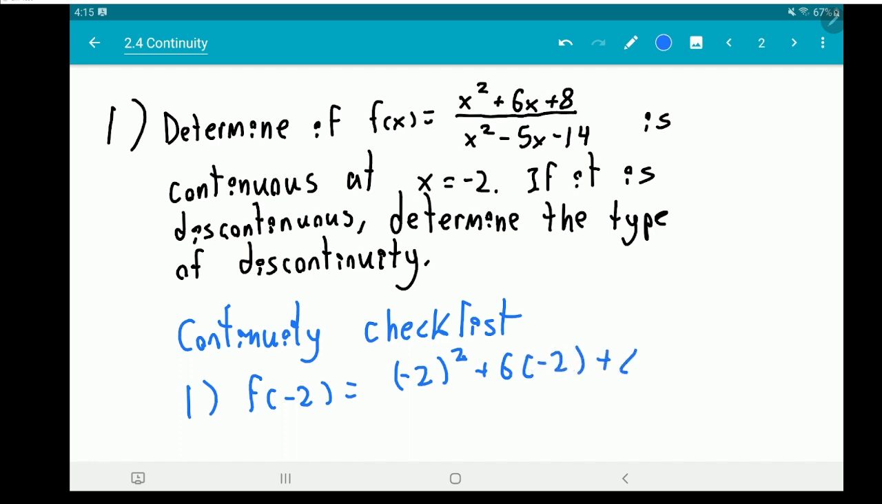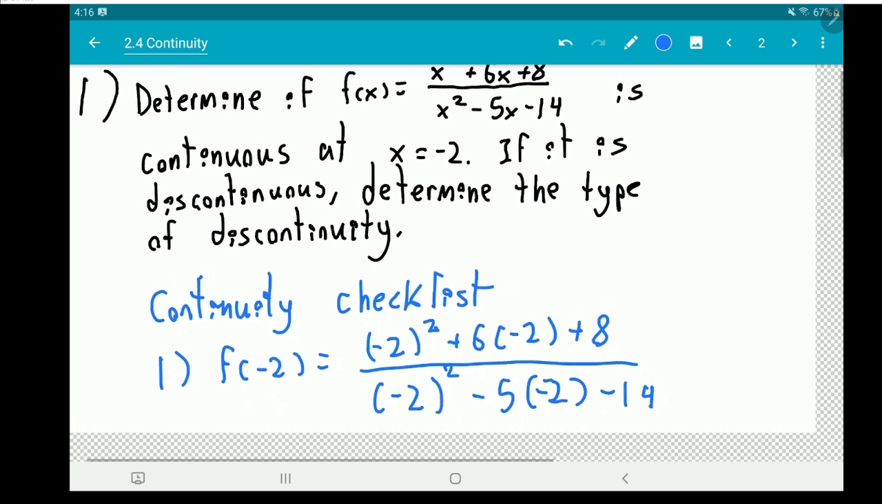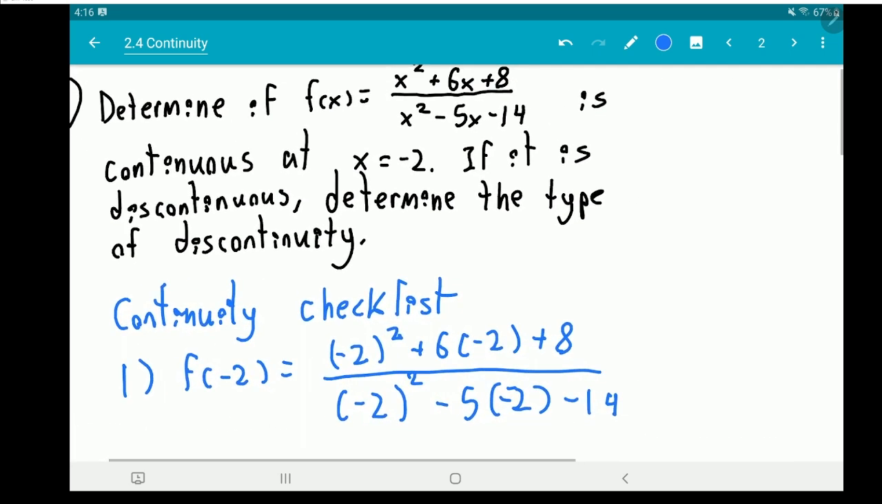Plus 6 times -2 plus 8 over -2 squared minus 5 times -2 minus 14. And so if we do that, we get -2 squared is 4. Minus 12 is negative 8, plus 8 is 0. Here we have a minus 4, or minus 2 squared is 4. Minus 5 times minus 2 is plus 10.